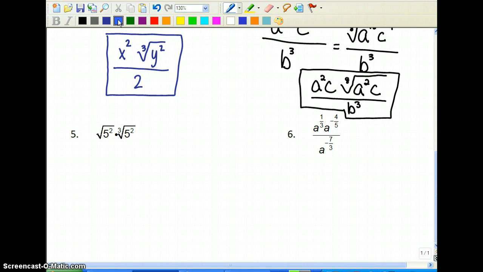There are several ways. First, you might notice that this is the square root of 5 squared. 2 goes into 2 once. 3 goes into 2, it doesn't. So that cannot be reduced, so all you could do here is change that into 25. That's what 5 squared is. So that would be the simplest way to do that problem.